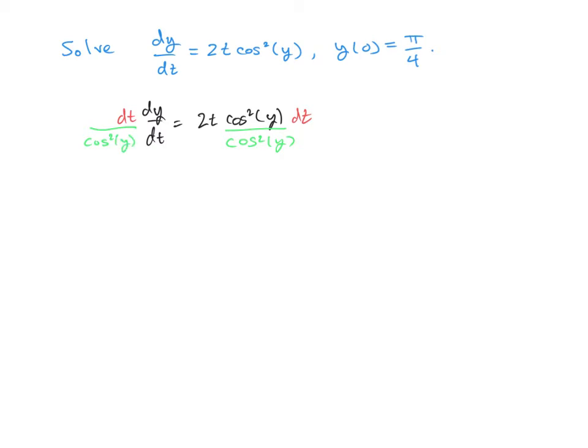Upon our cancellations, we're going to end up with dy over cosine squared y equals 2t dt. The next thing for us to do is integrate both sides, the left and the right. On the left side, it looks confusing at first, but if you recognize 1 over cosine is actually secant, this is actually going to be the integral of secant squared.